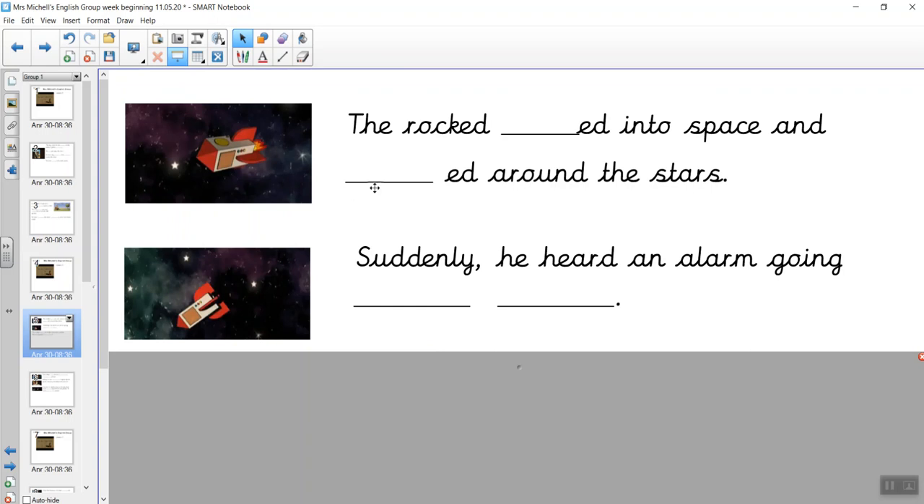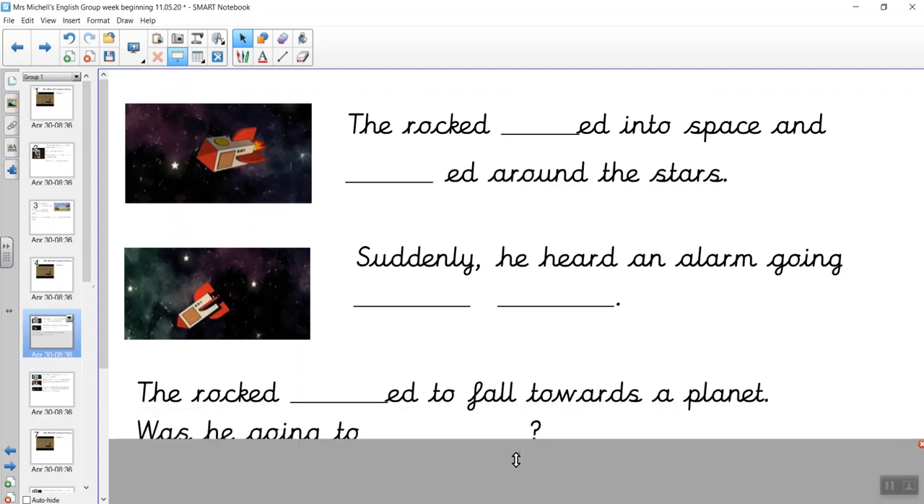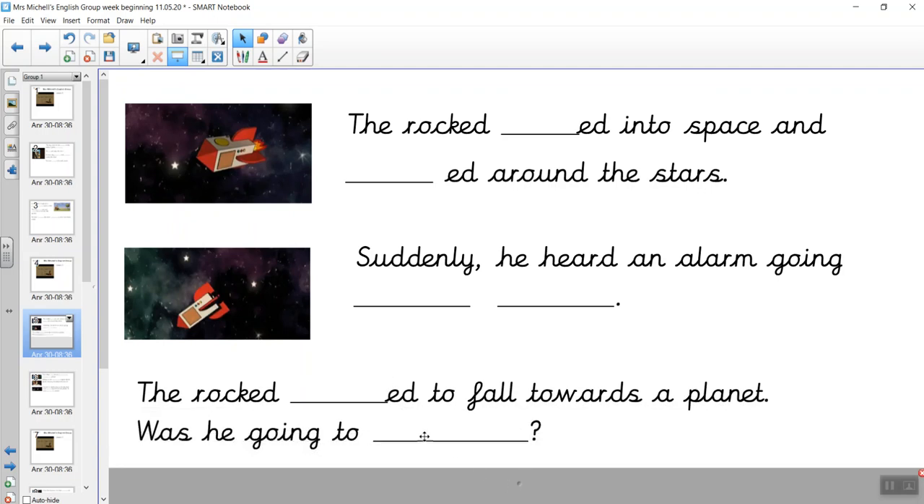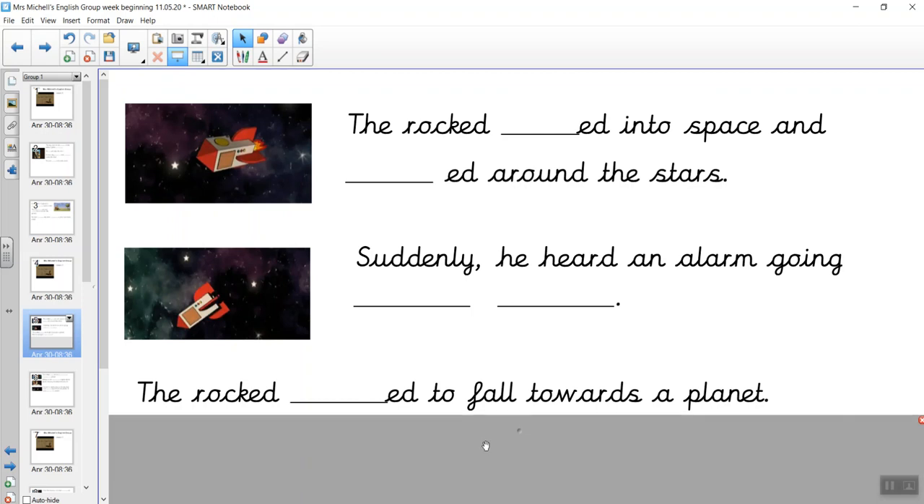Okay, so this is what we've got so far. The rocket zoomed into space and travelled around the stars. Suddenly, he heard an alarm going beep, beep. That's our last sentence on this slide. There's two sentences here, and I can see another ED word, and I can see a question mark. So one of my sentences is a question. Let's look at this one first.